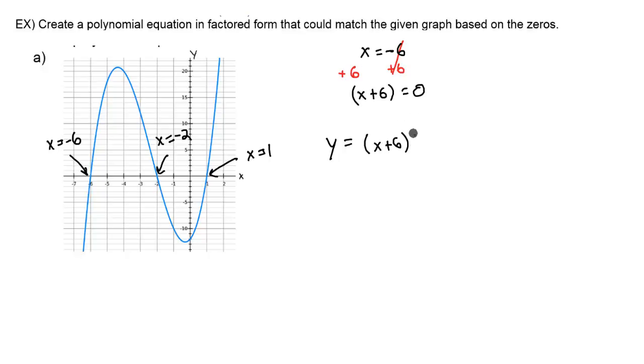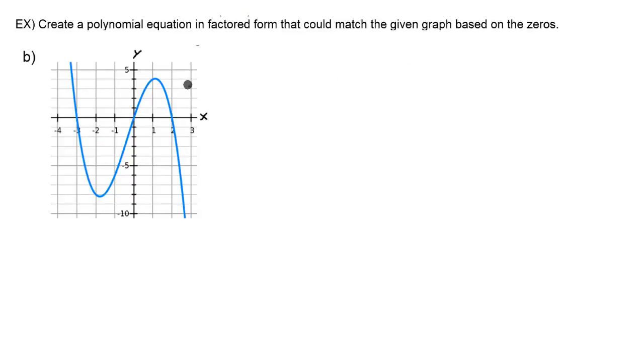Now as you can see, to create that factor, all we did was take the opposite sign of whatever the 0 was. So this 0 was -6, so then we put x plus 6. So we're going to do the same thing for these two as a shortcut. So the factor that matches up with x equals -2 is going to be x plus 2. And the factor that matches up with x equals 1 is going to be x minus 1. Alright, we just go with opposite signs. So if you used a calculator and graph this polynomial in factored form, you'd get a graph that looks like this. Part B, we're going to do the same thing.